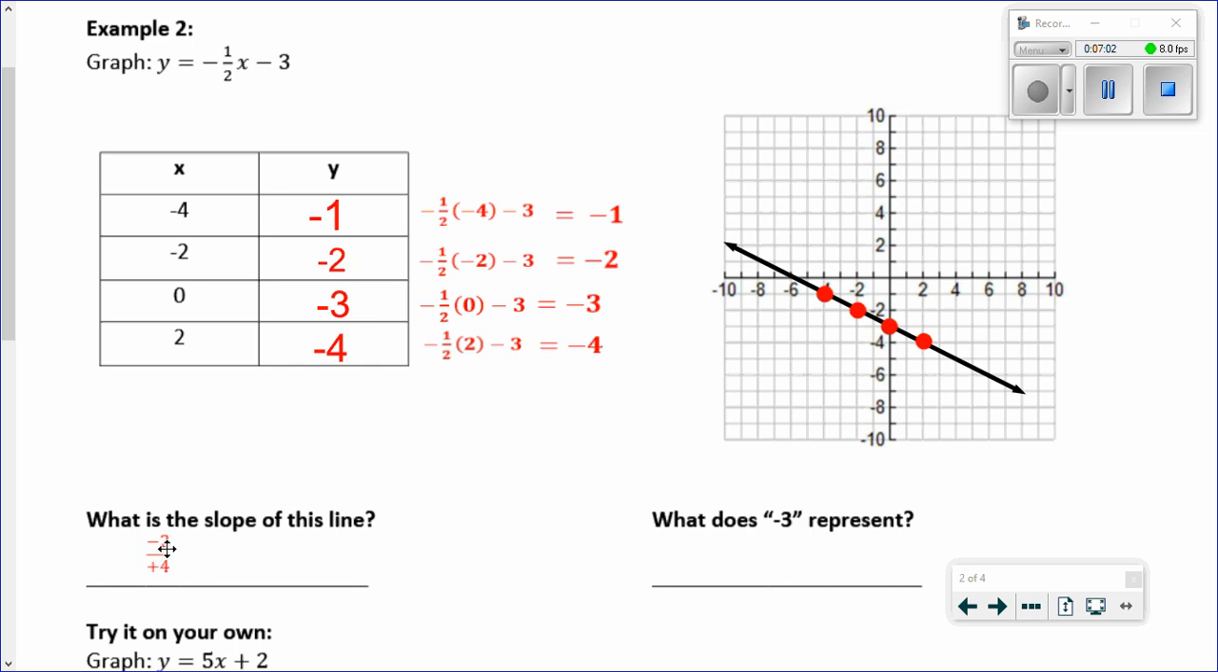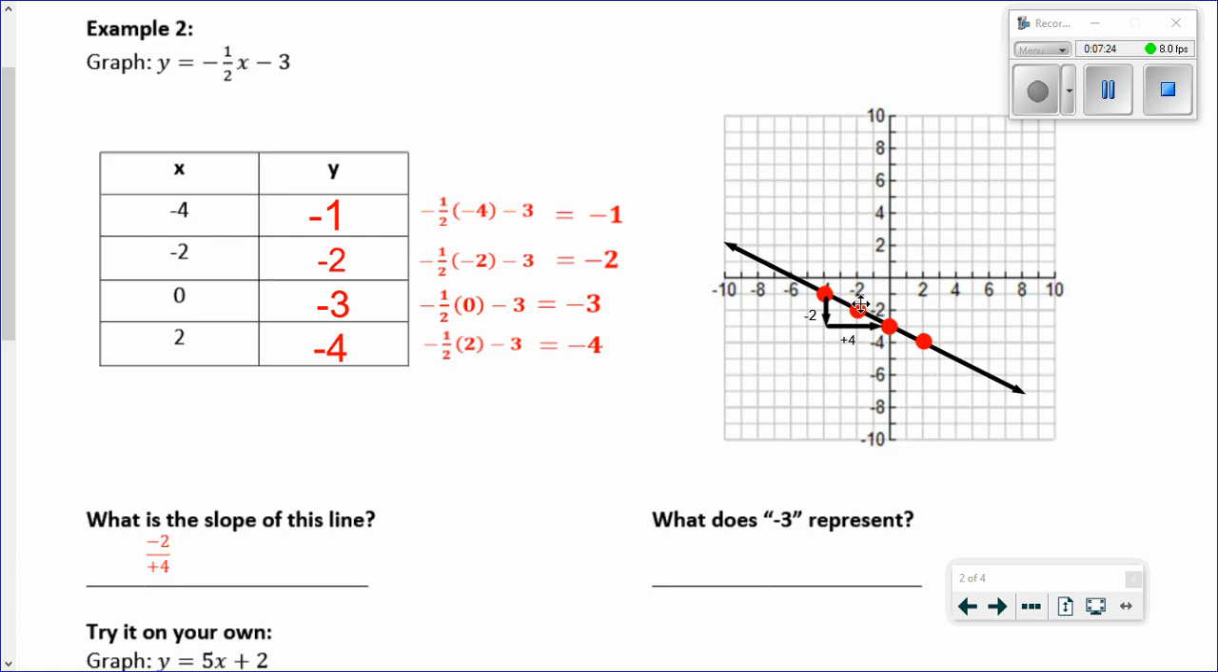Oh, sorry. What did I do? I picked 2 different points, I think. Yeah, I went from here to here, I think. Yeah, I went down 2 and then over 4. My bad. Where did I put this? There it is. There we go. I went down 2 and over to the right 4.